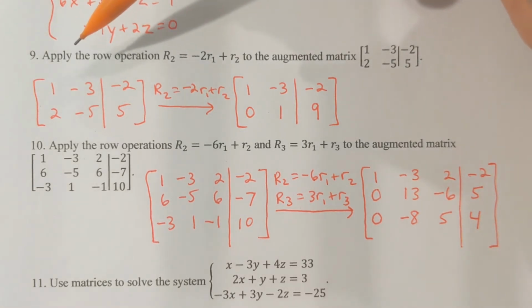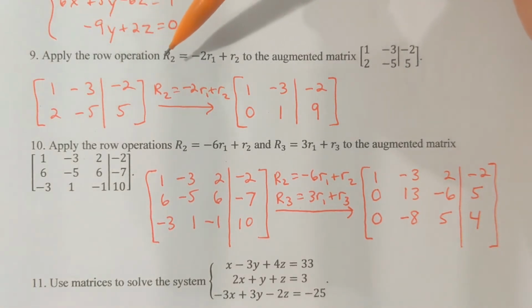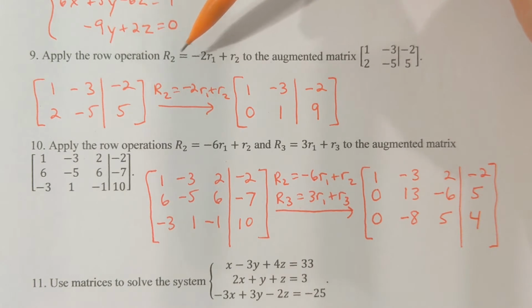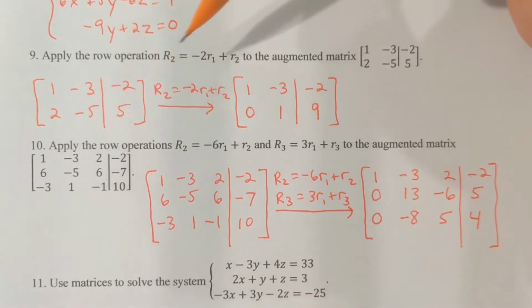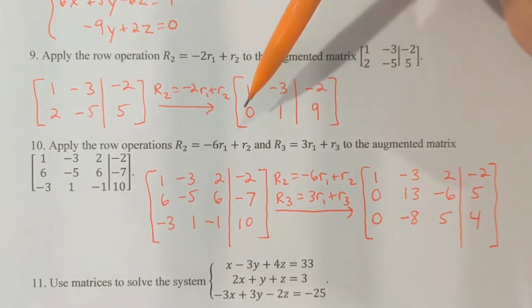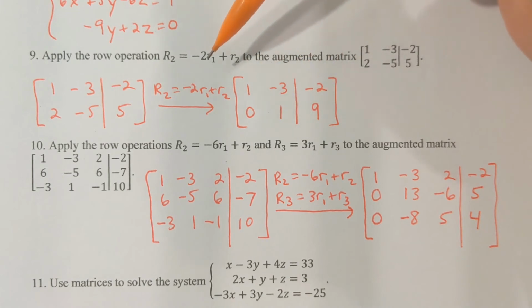So let's take a look at problem number 9. Apply the row operation, which is given here, to the augmented matrix. A capital R represents a new row, and a little r represents an old row. So in this problem, I'm going to get a new row 2. I'm going to leave row 1 as is, and I'm going to get a new row 2 by taking negative 2 times row 1 plus row 2.